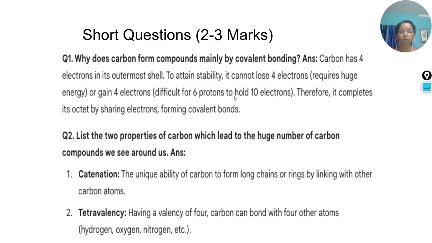So what can it do? Therefore, it completes its octet by sharing electrons. That means forming covalent bonds, and thus they form covalent compounds.